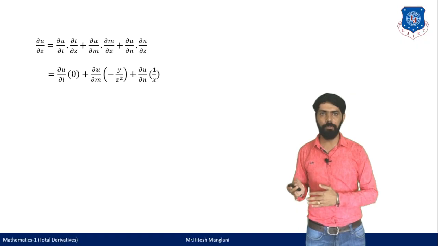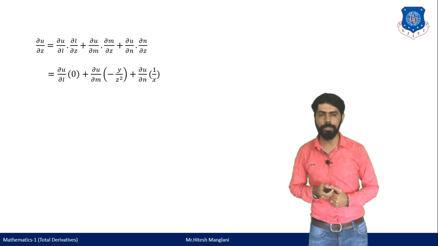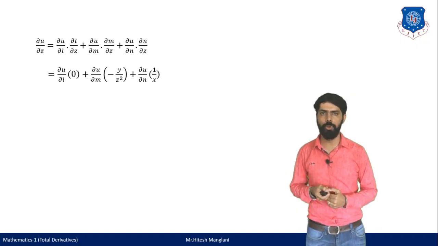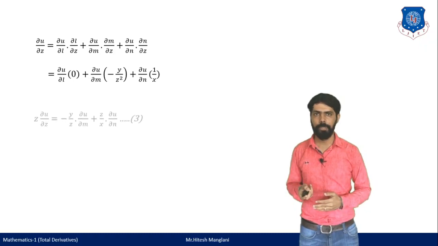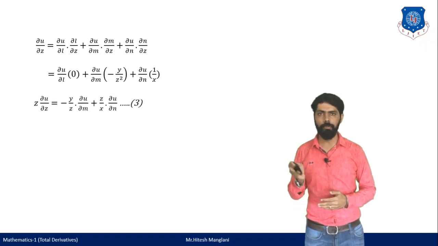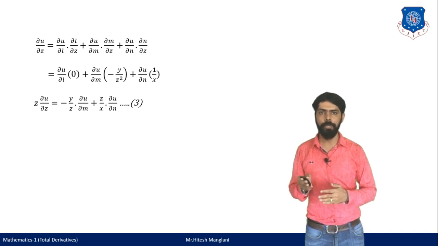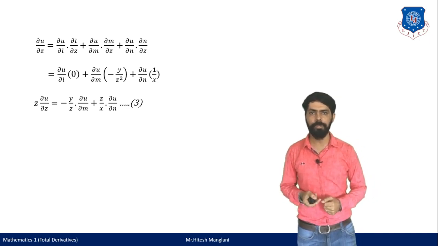Now del u by del n will be as it is, and what is n? It is z divided by x. If we take the partial differentiation of n with respect to z, then it is 1 divided by x. Now multiplying by z on both sides, z del u by del z is equal to minus y by z into del u by del m plus z divided by x into del u by del n. So this is result number 3.